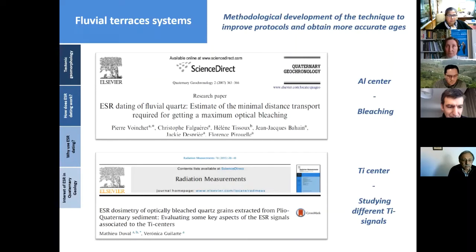I mean, for us, the bleaching is very important. If we know that the bleaching has not been complete, we need to calculate this residual dose. So if we know the minimal distance transport required for getting a maximum optical bleaching, we can start working with more information. And this other paper has been a very important information because now we can use it with more accuracy. We can obtain more ages for the same sample, and we can combine these ages to obtain a more accurate data.